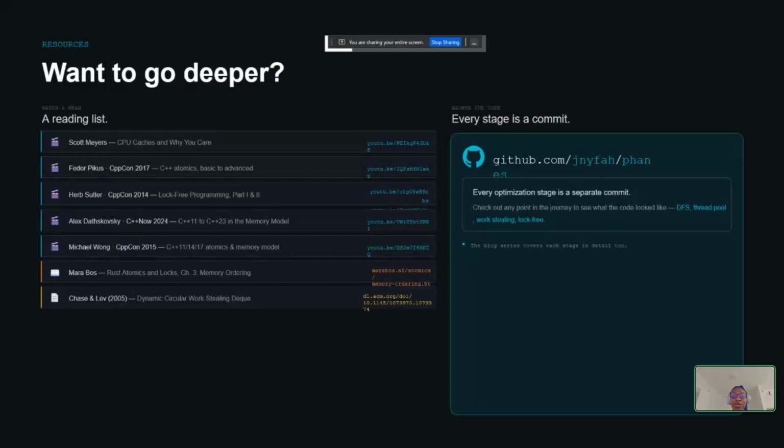To understand more about lock-free and all of the CPU caches and how they work and the memory ordering specifically, I would suggest you watch a talk that Scott Meyers, I don't know if I'm pronouncing his name right, had on CPU caches and why you care. I think he went in depth on how the CPU works, how the memory ordering works, and all the cache line validation and all of that. And then we also have Herb Sutter's talk on lock-free programming. I think these are old talks, right?